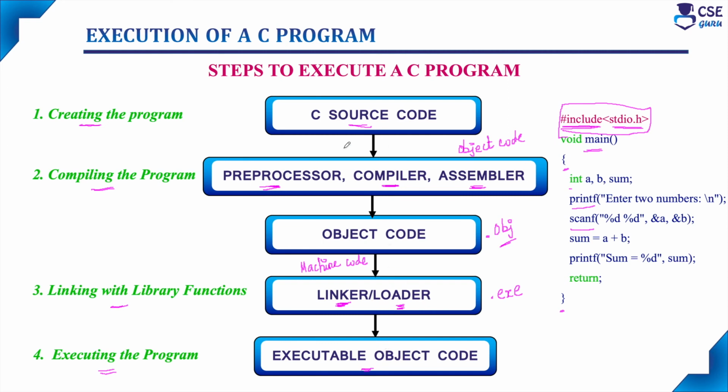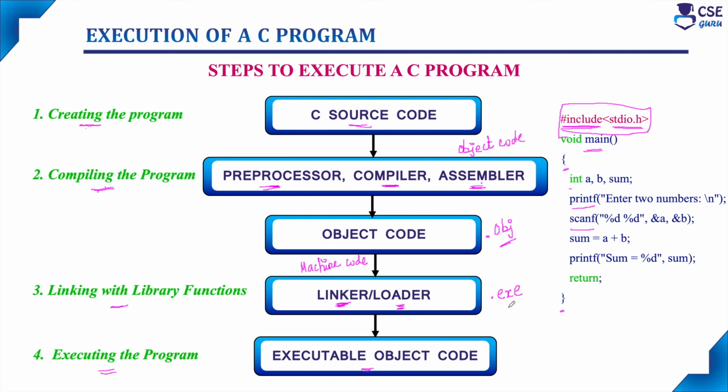First step is creating the source code. Next is compiling the program, that is, pre-processing, compiling and assembly level code will be generated. Once the program is compiled without any errors, a .obj file will be created. And the next step is linking with library functions, which is done by the linker. Once the linking process is successful, machine code will be generated. And then the loader will load the complete program into the primary memory.